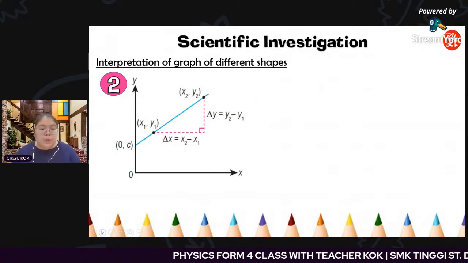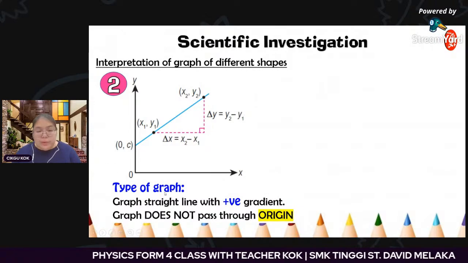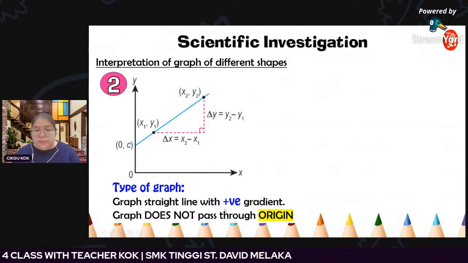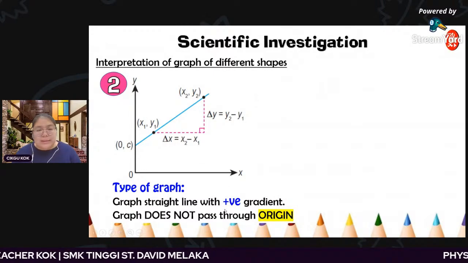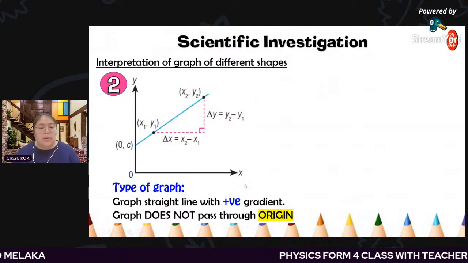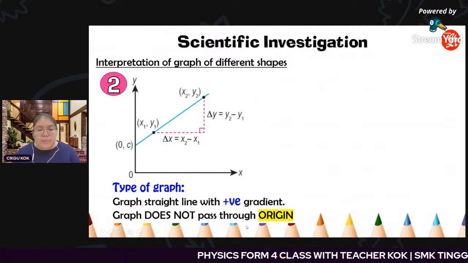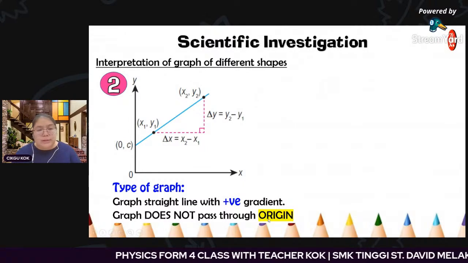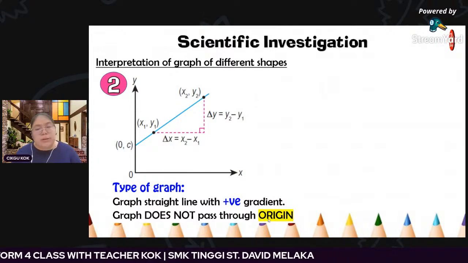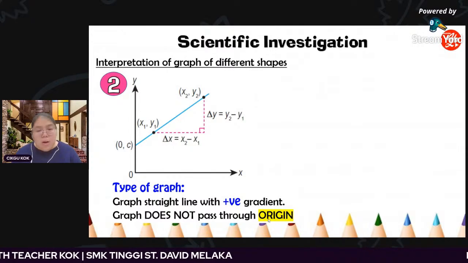Okay, so now I want to mention this type of graph. The graph is a straight line. It shows a positive gradient. When you see the line keeps going up, that is a positive gradient. Then the graph does not pass through the origin. So that means we cannot use directly proportional, because it never passes through the origin.